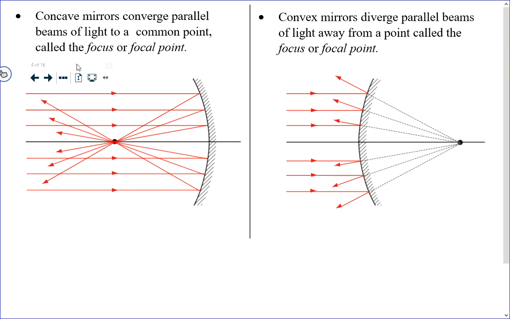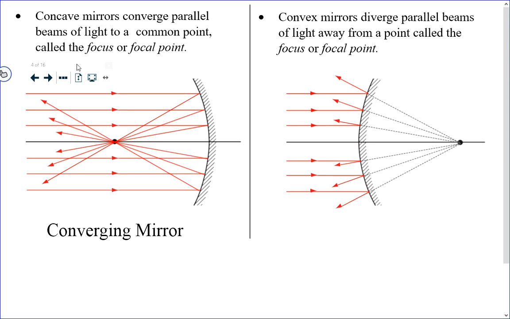Now, if you have parallel beams of light that strike this type of mirror, then all of the beams of light will reflect off of the surface of the mirror and they will converge onto a specific point. And it's why I like to call these mirrors converging mirrors. So from now on, concave mirrors can be thought of as converging mirrors.